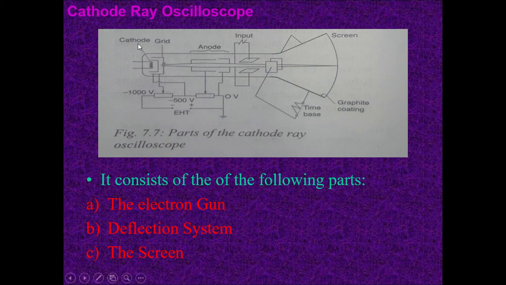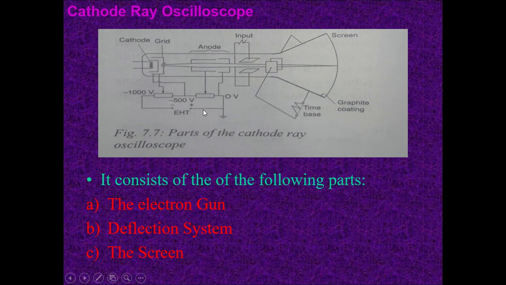So, number one, you can notice that there's a cathode. There's also a grid. Why there's a grid? We shall also look at that. There's also an anode, but notice that this anode is kind of 2 parts. We shall look at why there are 2 parts of them. We also have an input plate here, and there are 2 plates. There are also 2 plates here, the time-based plate, if you notice the terms there.